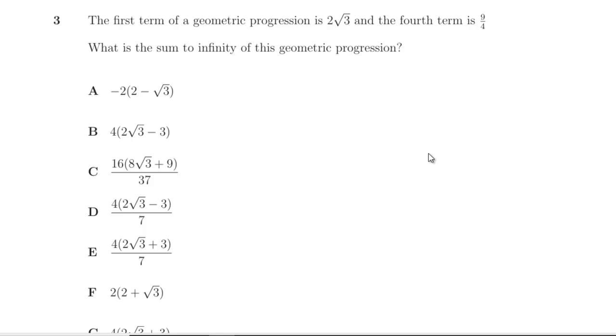First term of a geometric progression is 2 root 3. So a is 2 root 3. Fourth term, so that's going to be ar cubed, is 9 over 4. What is the sum to infinity of this geometric progression? Okay, so that means then, I'm going to get r cubed, if I divide by the 2 root 3, is going to be 9 over 8 root 3.